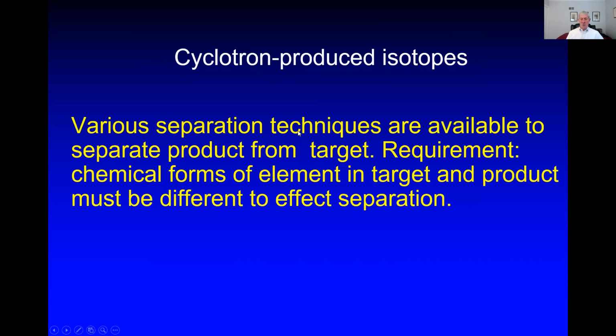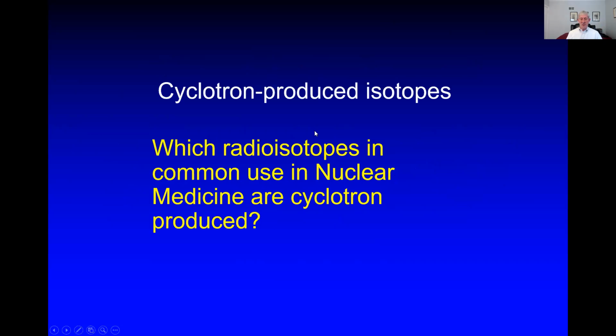Separation techniques I'm not going to discuss. No one's going to ask you that. But here's a good question. There's a list of 6 cyclotron-produced isotopes that we use all the time. You're familiar with every one of them. 5 of them we use in patients. 1 of them we never use in patients. Who can name some of the cyclotron-produced isotopes?